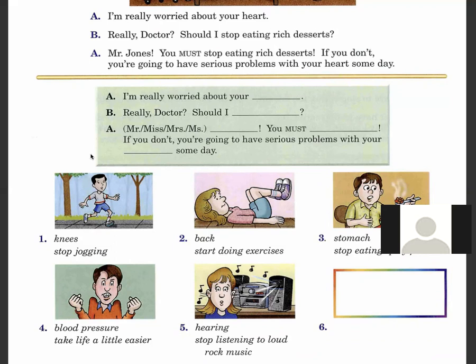You want to try number two, Juliana? Okay. I'm really worried about my back. Really, doctor? Should I start doing exercise? Miss, you must start doing exercise. If you don't, you are going to have serious problems with your back someday.